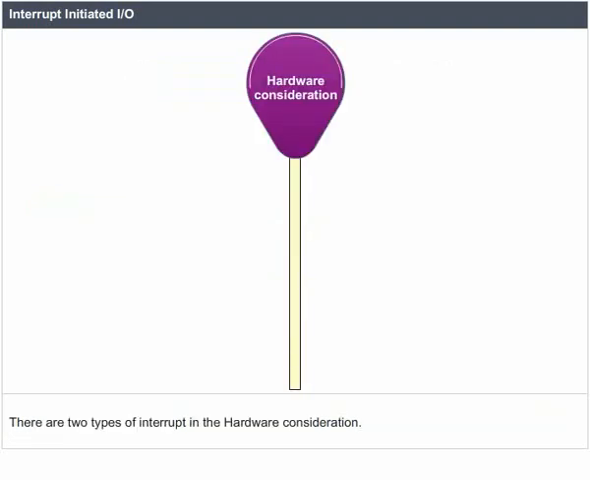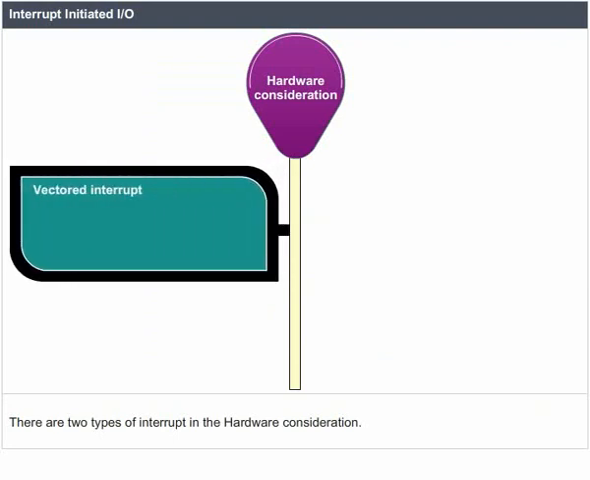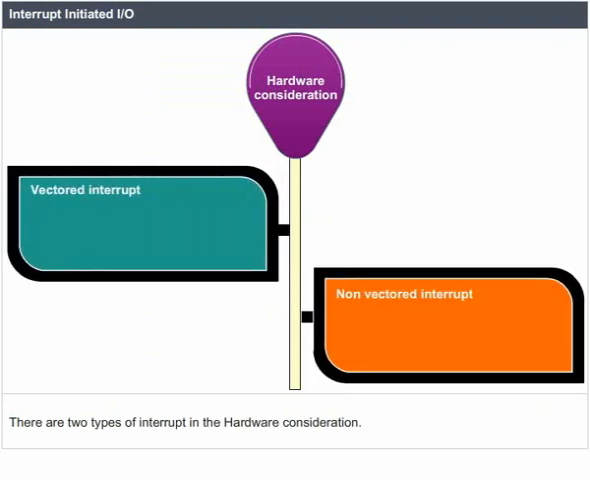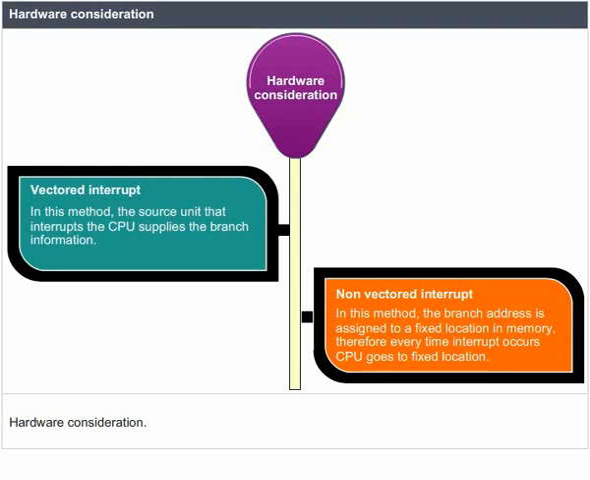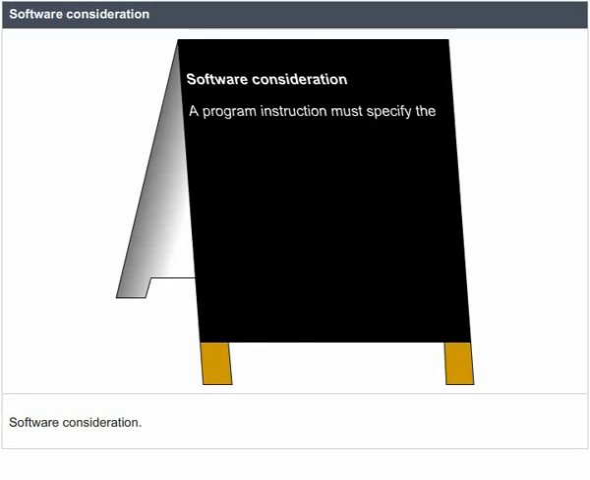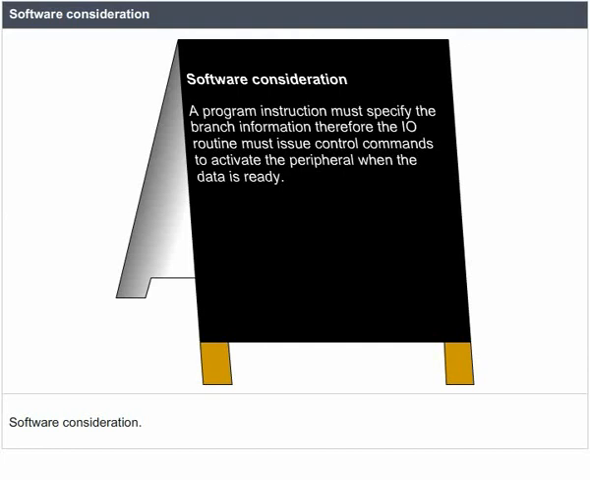There are 2 types of interrupt in the hardware consideration: vectored interrupt and non-vectored interrupt. Hardware consideration. Vectored interrupt. In this method, the source unit that interrupts the CPU supplies the branch information. Non-vectored interrupt. In this method, the branch address is assigned to a fixed location in memory. Therefore, every time interrupt occurs, CPU goes to fixed location. Software consideration. A program instruction must specify the branch information. Therefore, the input-output routine must issue control commands to activate the peripheral when the data is ready.